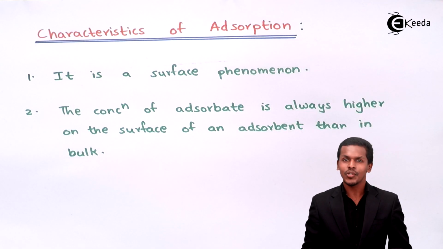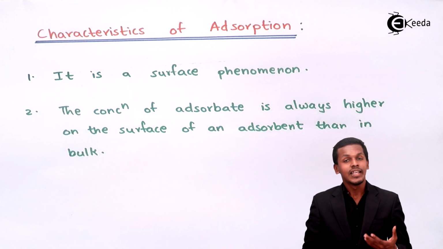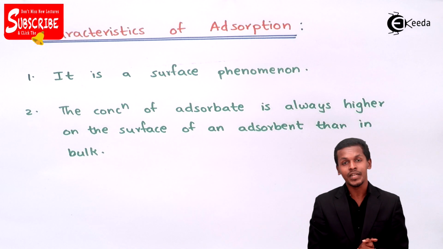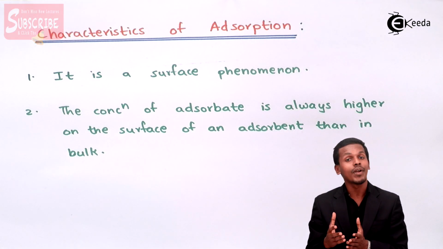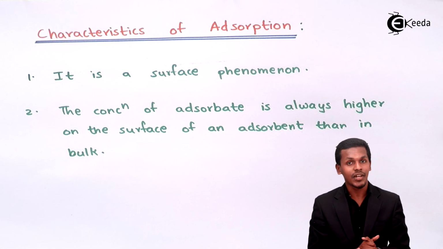Talking about the characteristics of adsorption, the first point is that it is a surface phenomenon. So this is what we have to know: adsorption is a phenomenon which is basically dependent on the surface, and that's the reason it is called a surface phenomenon, unlike absorption, which is basically a bulk phenomenon.